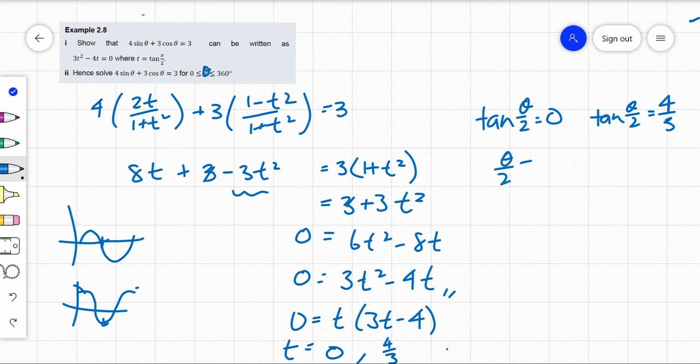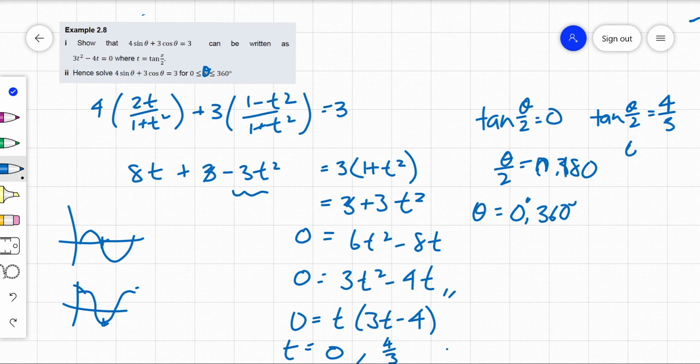So where does our tan curve equal 0? We've got it at 0 and 180. This is for between 0 and 360. Oops, sorry, 0 and 180. So that theta is going to be 0 and 360. And of course they're in degrees.